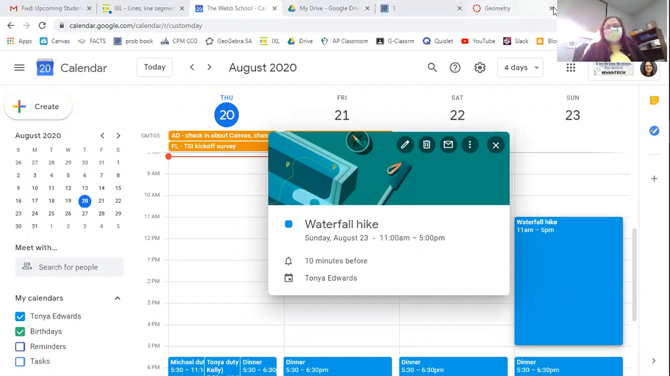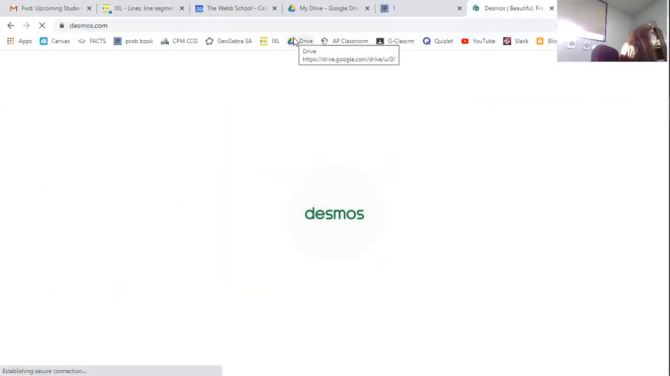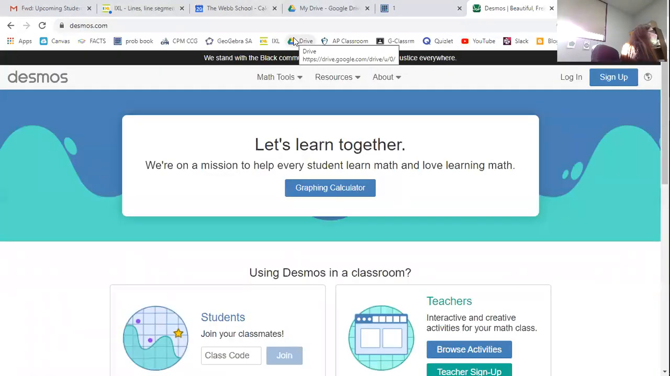So first I want you to go to desmos.com. Just plain old desmos.com. D-E-S-M-O-S dot com. And then right in the middle of the page, it says graphing calculator. And you can click that.